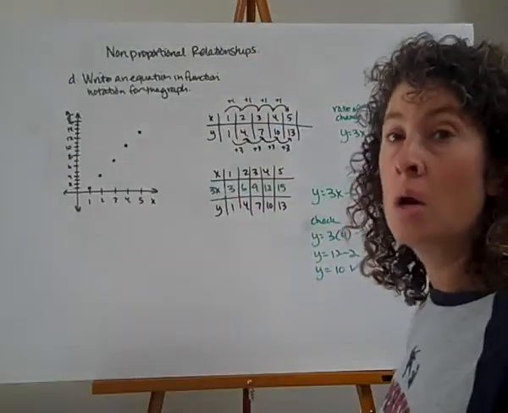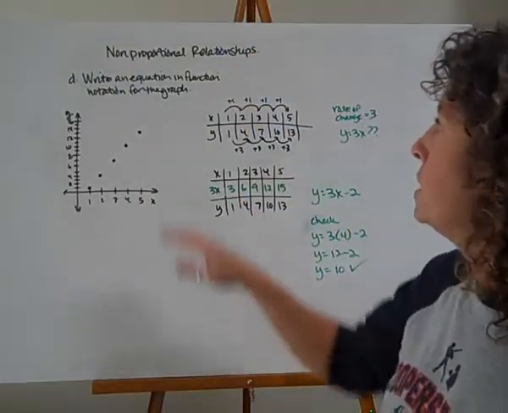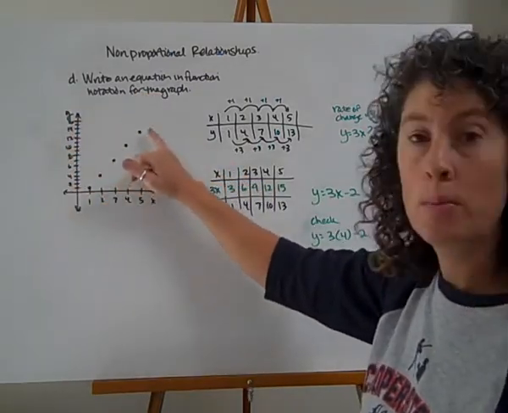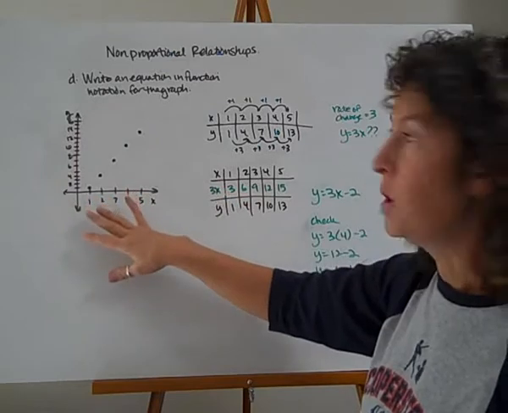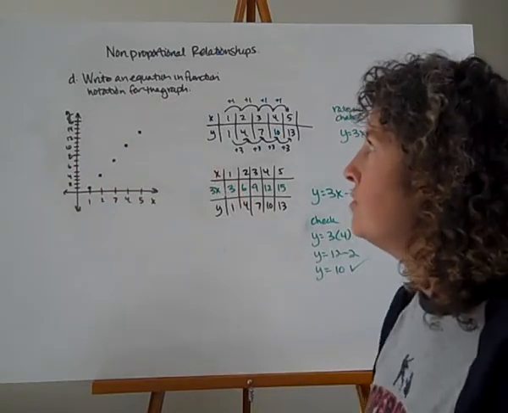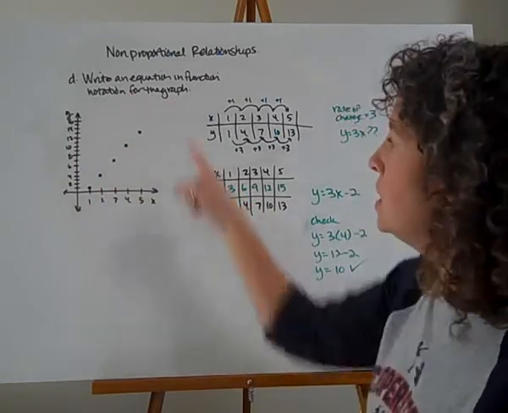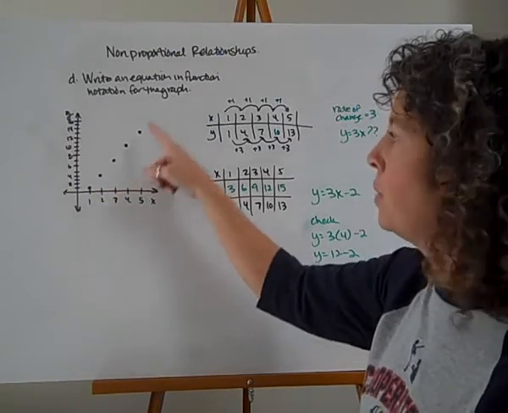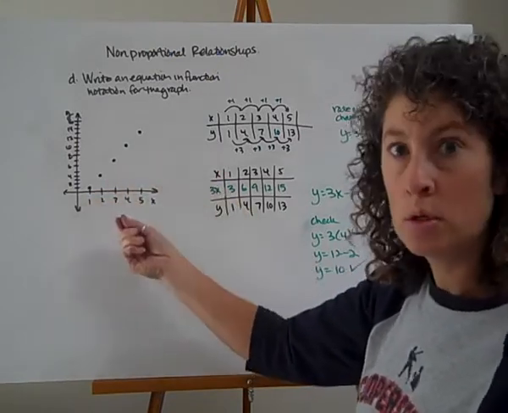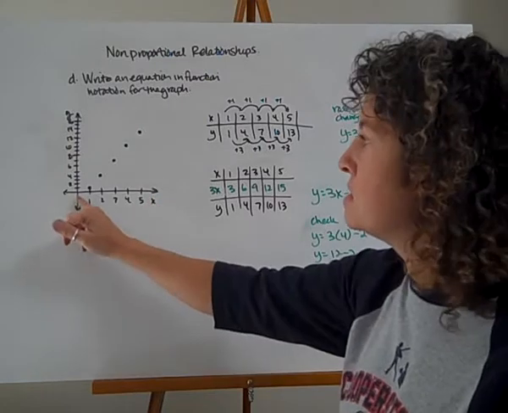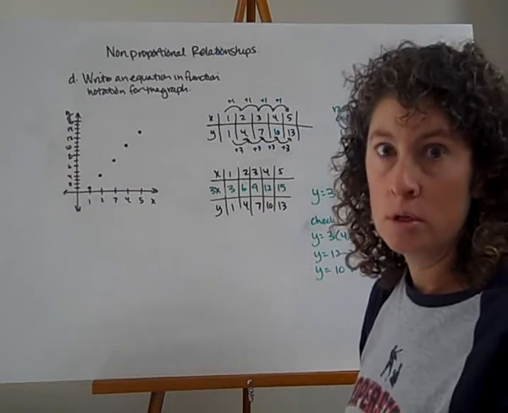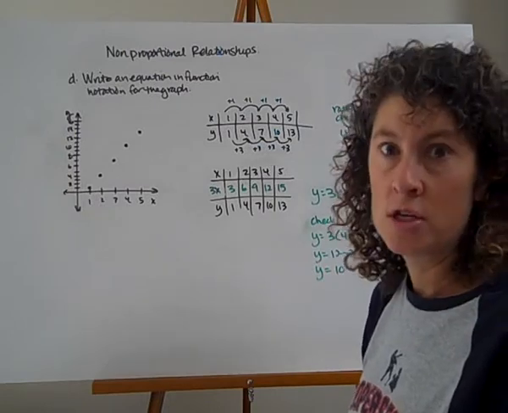Let's talk about our non-proportional relationships. So we've got this graph here with some points that are plotted. And they've already created the graph for us, and they want us to write an equation in function notation for the graph. Now you'll notice that we can tell right off the bat it's linear because all of those points line up, but it's not proportional or a direct variation because it does not go through the origin. So since it doesn't go through the origin, it's not proportional. It's also not a direct variation equation.